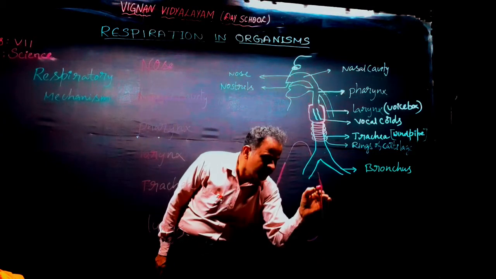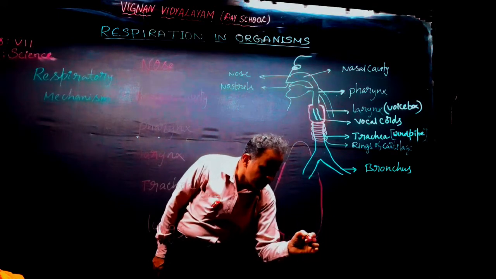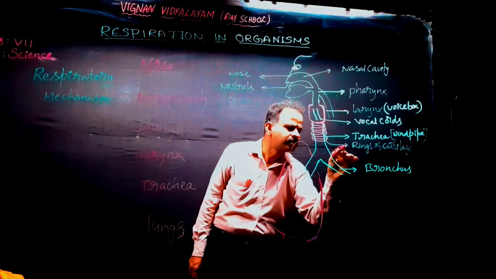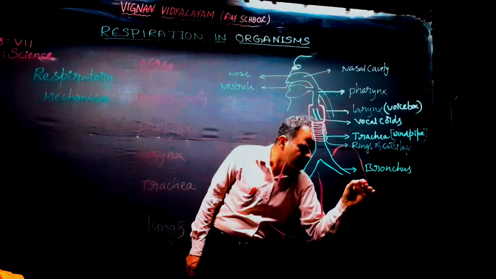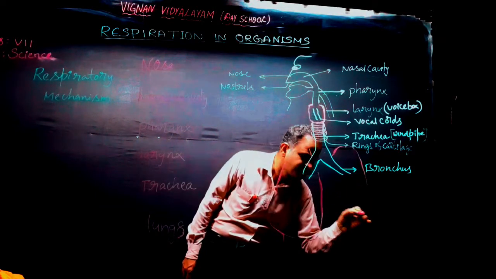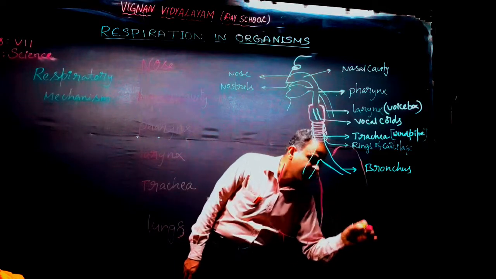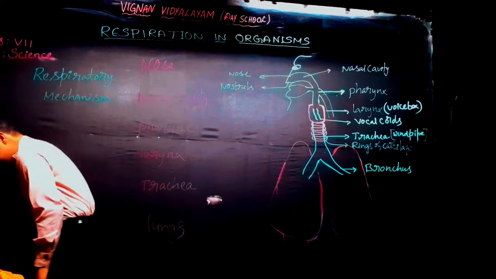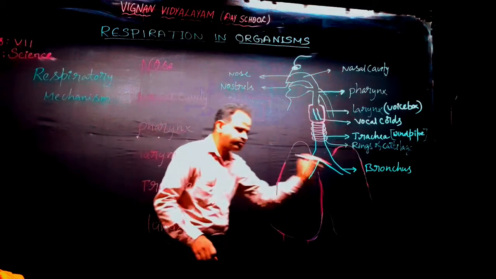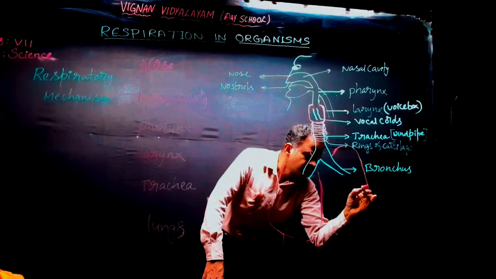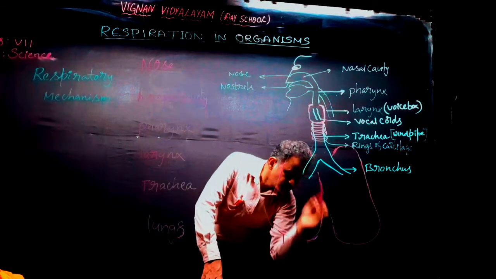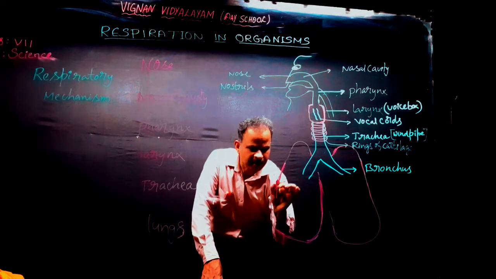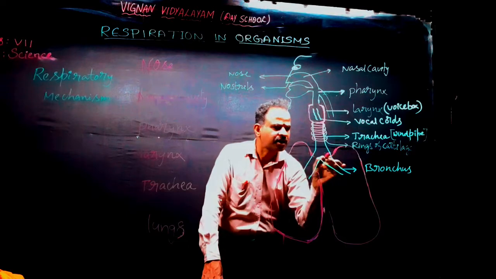Children, how many lungs are there in a human body? There is one pair of lungs. Do you know where they are? They are present in the chest cavity. One pair of lungs are there, and these lungs are present in the chest cavity.